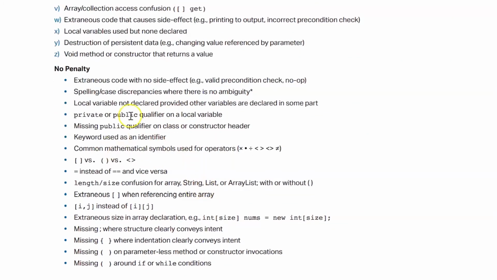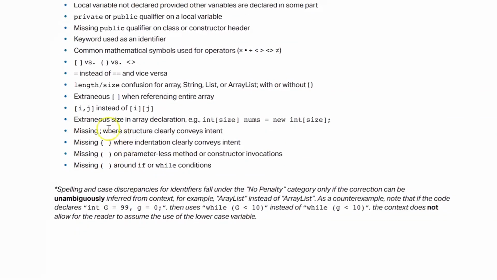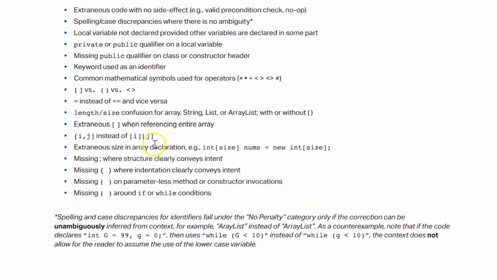All the rest of these mistakes are basically typos that they're not going to take a penalty off for. Okay, things like extraneous code or code with no side effects, things like spelling or messing up the case of your variables, as long as it's clear what you were trying to do, then you don't have to worry about losing points for this. Even things like missing curly braces when you were supposed to have those, forgetting to put a semicolon, using equals instead of equals equals. Again, as long as it's clear what you were trying to do, then you're not going to lose points for these things.